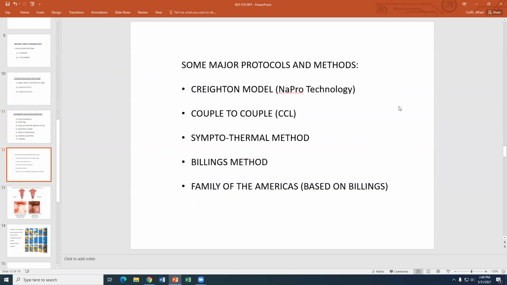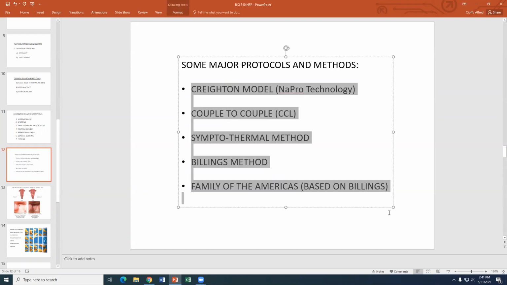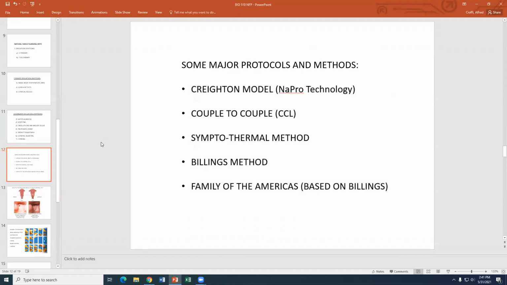Okay, and these are some protocols and methods that promote natural family planning. So these are references that you can look up online. They all have websites for free with plenty of charts and documentation to explain the process in detail.